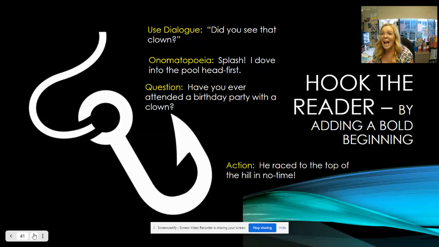You can start with action. This is a really fun way to hook the reader. He raced to the top of the hill in no time and shouted from the mountain tops, I am the champion, right? So definitely action brings people in.